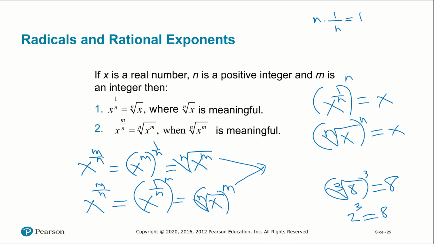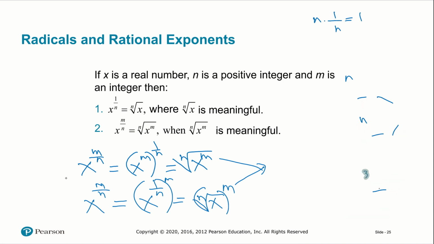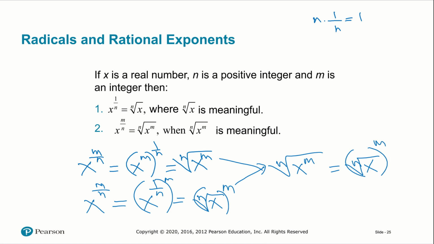So let me erase this real quickly. So what that indicates is that the nth root of x to the m is the same as taking the nth root first and then raising that to the power of m. So you may think, why is that so important? Because let's say I have the cube root of 64 squared.